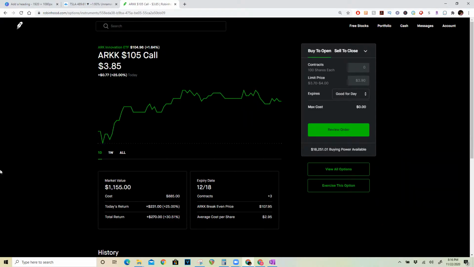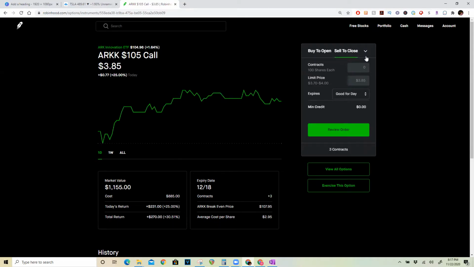Okay, now here's how you would use a stop loss to actually lock in profits instead of cut off losses. Okay, so in this case I have the 105 call here, which is actually up 30%. So let's say I forgot about this call and ARK started dropping back to my break even. That would mean that I actually missed out on at least this 30% gain. So to avoid that, let's say I want to set up a stop loss such that I lock in at least 25% profit.